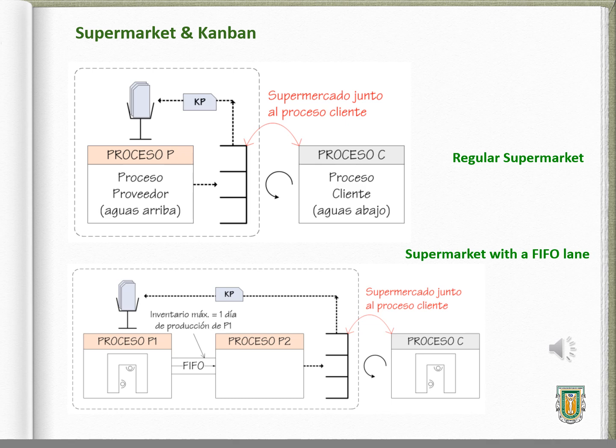The supermarket provides the controlled inventory buffer, while Kanban provides the signal system to replenish it. Together, they create a pull production system. How supermarket and Kanban work together. Customer process, downstream, takes parts from the supermarket whenever needed. When stock is removed, a Kanban signal, card, electronic tag, bin, or visual marker, is triggered.